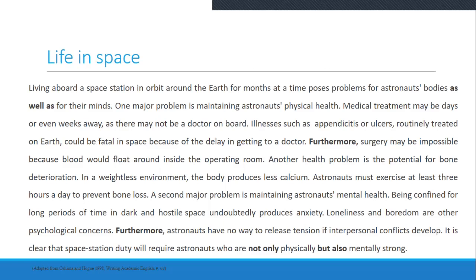And then furthermore, there comes once again a linking word, a cohesive device. Furthermore, why do we normally use furthermore?